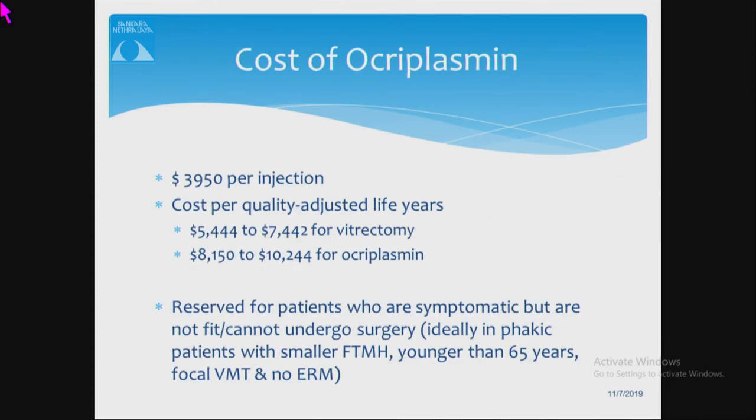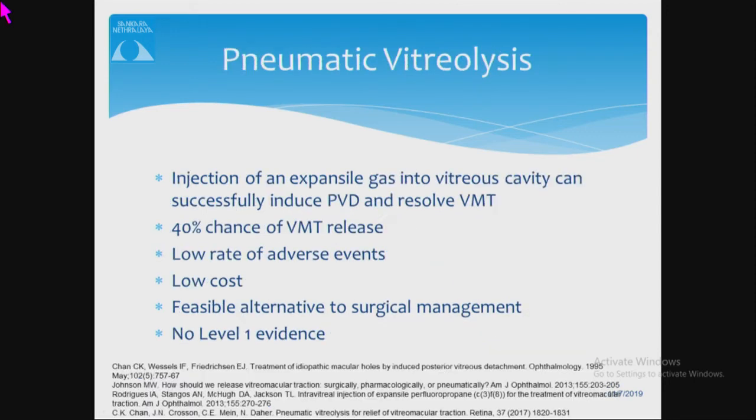However, the cost of ocriplasmin has been a major concern regarding the usage of this drug. A single injection costs approximately $4,000, and the cost per quality-adjusted life year compared to vitrectomy is almost double for ocriplasmin. So this injection was reserved for patients who were symptomatic but unfit for surgery, and ideally phakic patients with small macular holes.